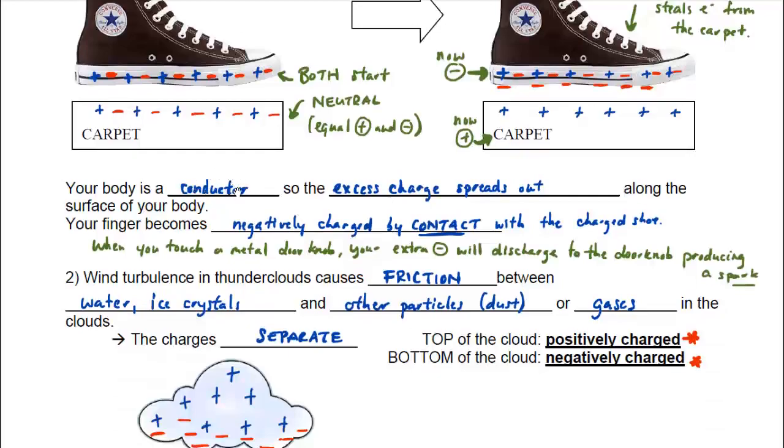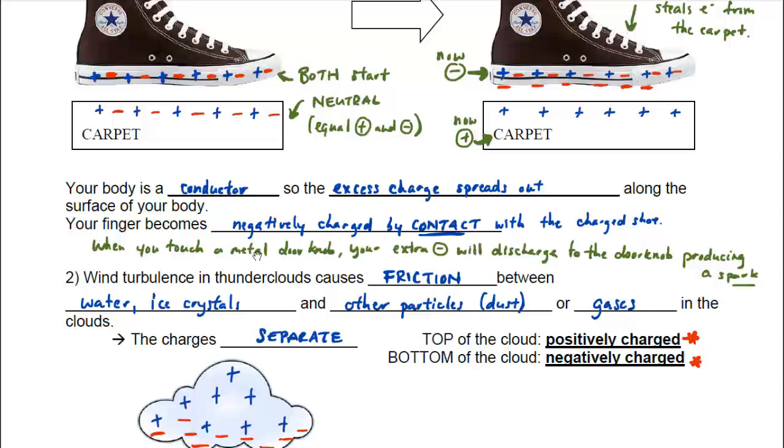Your body is a great conductor. You're full of water and all sorts of other things that like to conduct electricity. So that excess charge from your shoes begins to spread out along your body surface. Your finger itself actually becomes negatively charged by contact with the charged shoe. So the shoe became charged because of friction, and you became charged because you touched the negatively charged shoe. So the negatively charged shoe has now made you negatively charged by contact.